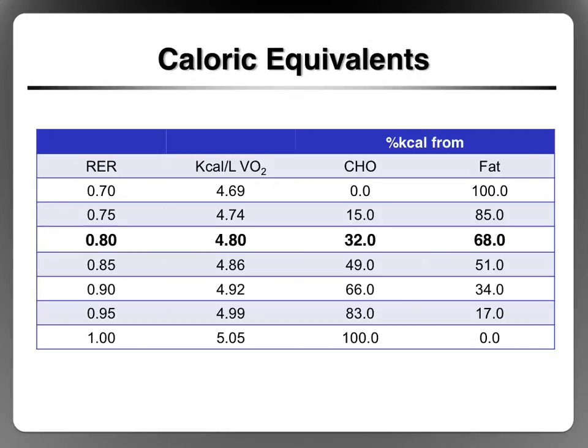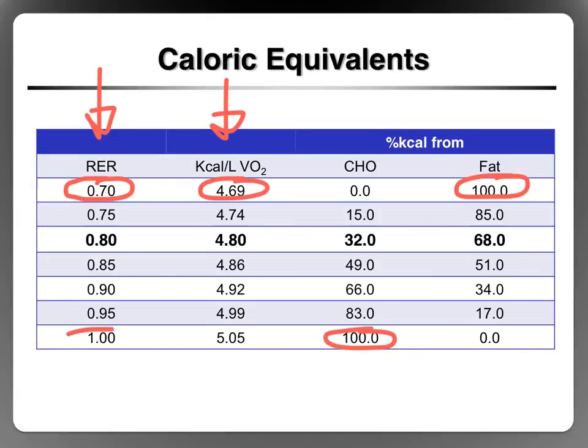So this just shows you the table. Once you know somebody's RER, you can look up the correct caloric equivalent. And the numbers that I gave you, if RER was 0.7, it's assumed that they're using 100% fat, this would be the caloric equivalent. Okay? If they were using 100% carbohydrate, the RER would be 1, and this would be the caloric equivalent. But the reality is we're in here somewhere.